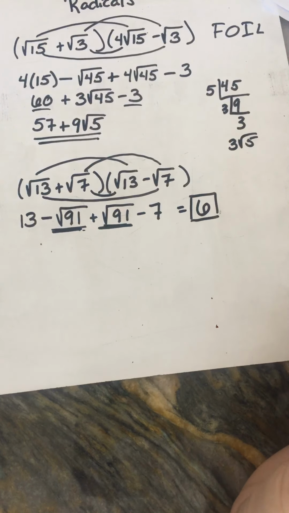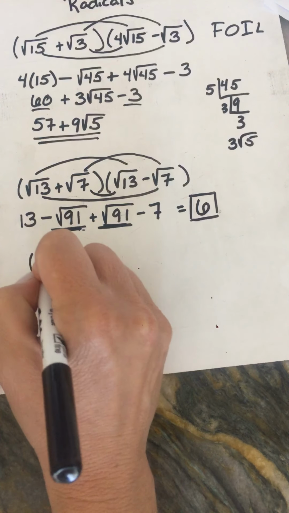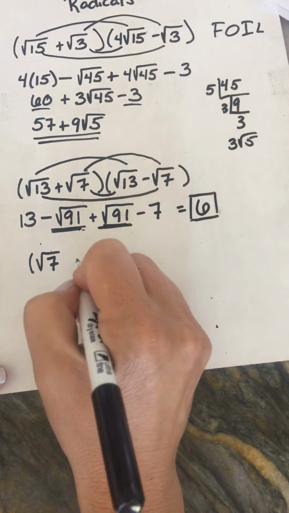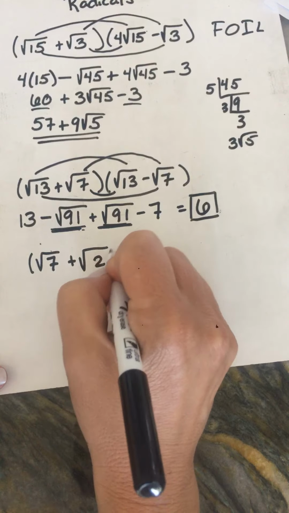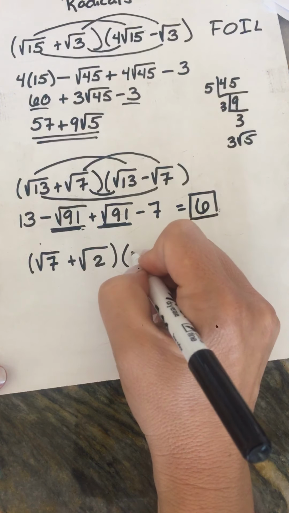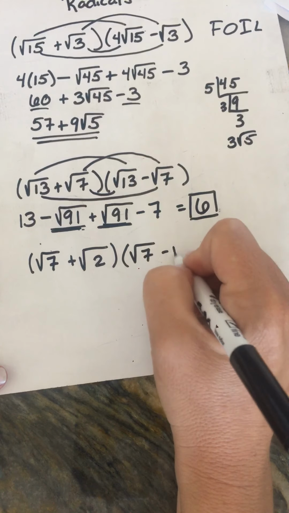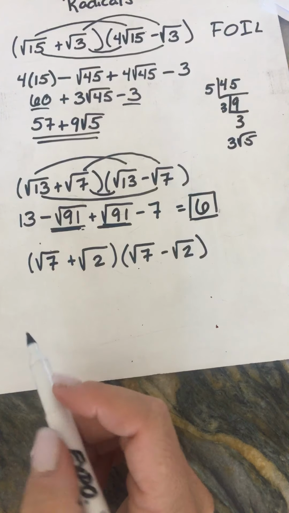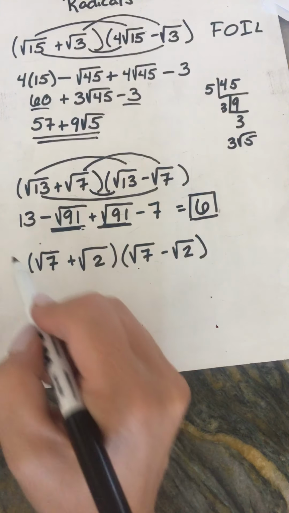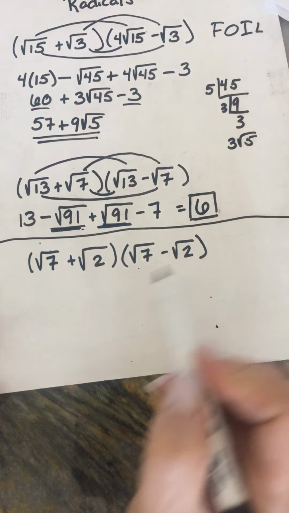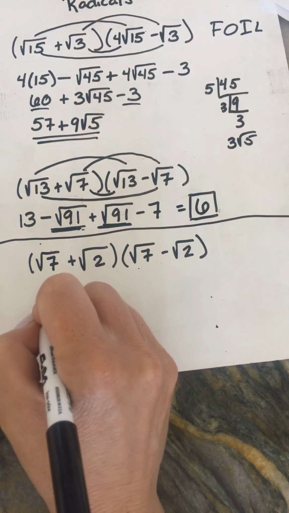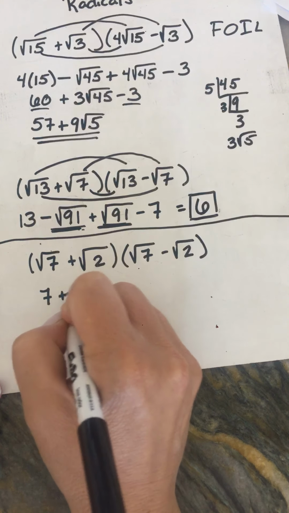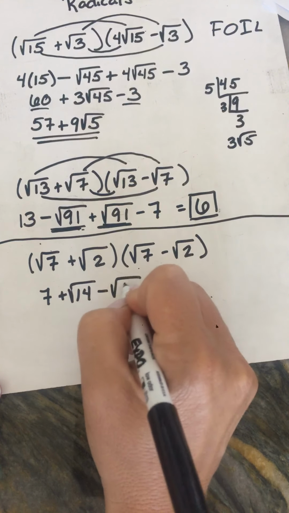Let's do the square root of 7. 7's nice. Plus the square root of 2 times the square root of 7 minus the square root of 2. Give that one a try. I want you to go ahead of me this time. If you didn't last time, I want you to go ahead of me this time. And then I'm going to work, and then you can check yourself when you are finished.